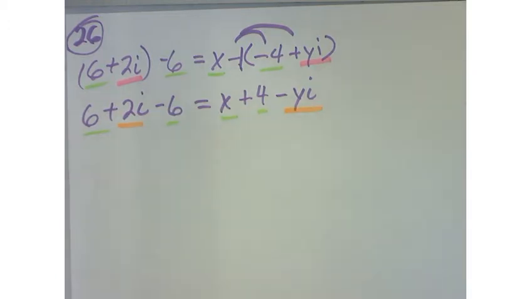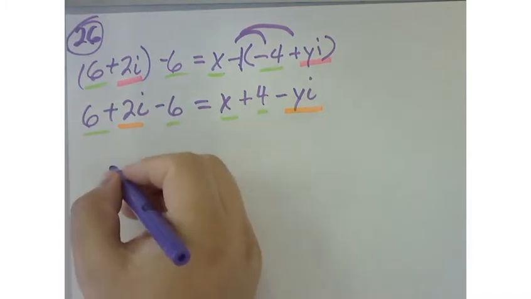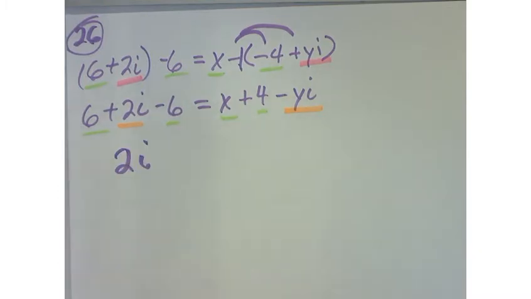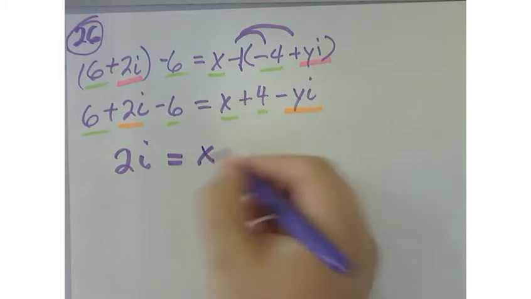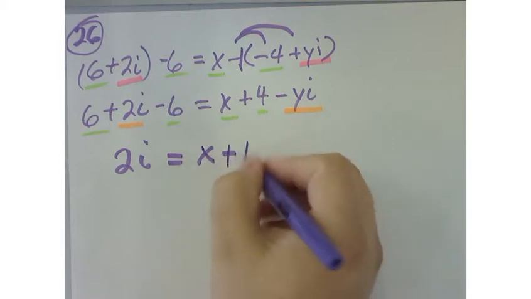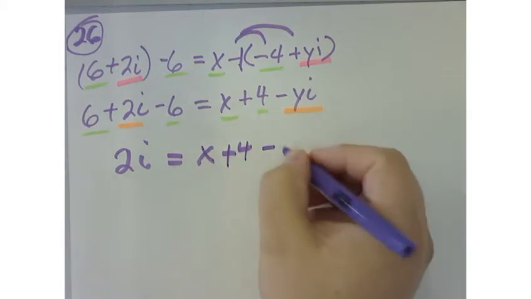So in my next line, 6 minus 6 is 0. So I'm only left with 2i. Then that is set equal to x plus 4, minus yi.